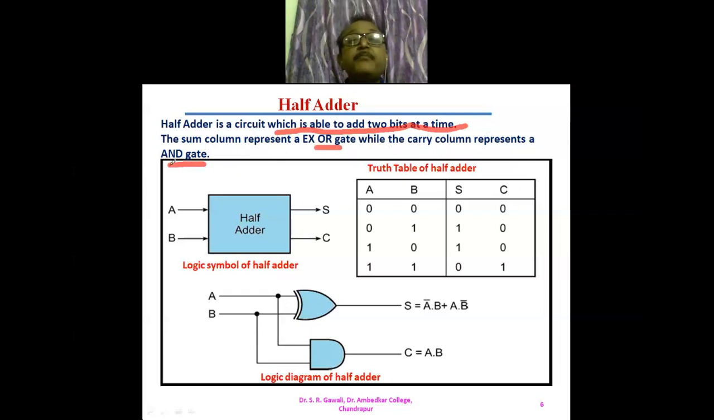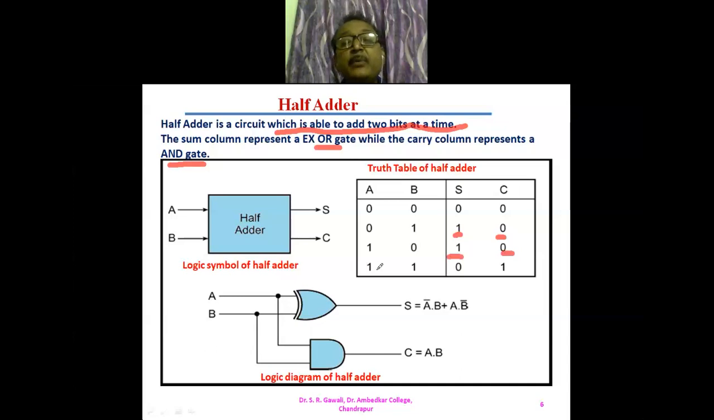Now here we are adding 2 bits at a time. Suppose A and B are to be added together. When A is 0 and B is 0, we get the sum as 0 and carry is also 0. When 0 plus 1, we get the sum as 1 and carry is again 0. When 1 is added to 0, the sum is again 1 and carry is 0.